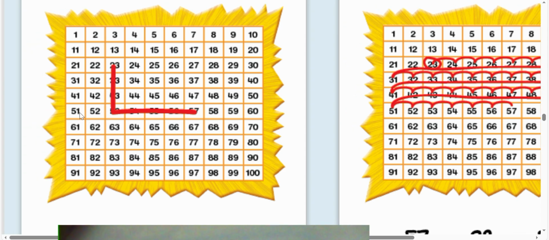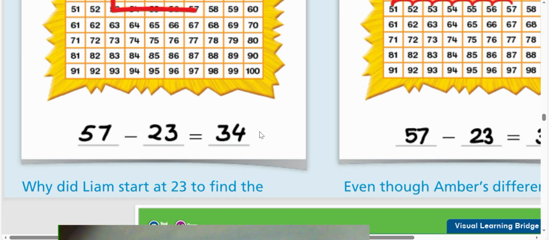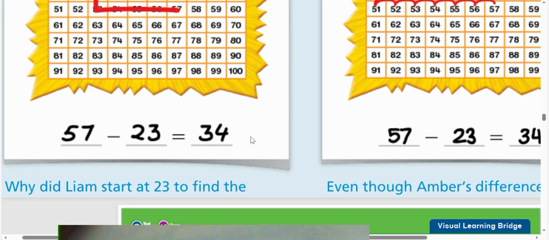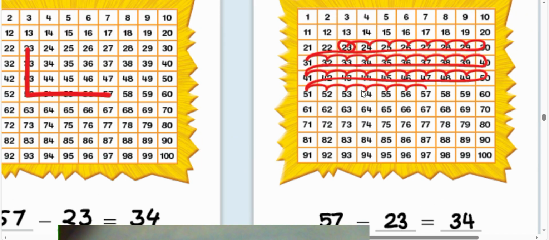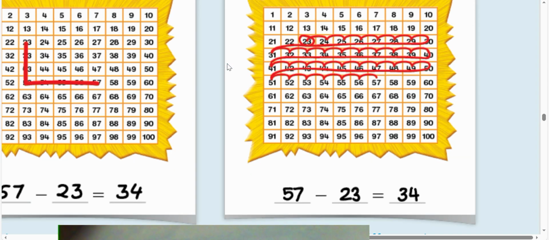Here, go left hand side 1, 2, 3, 4 and here go up 1, 2, 3. Okay, will this answer be correct or not? 7 minus 3 is 4, 5 minus 2 is 3. Okay, it's correct. And this method is also correct. We have two methods to find the answer. Okay, and they are correct. Next question.